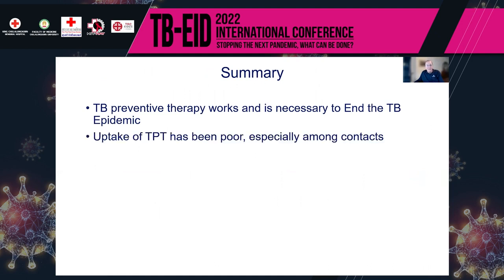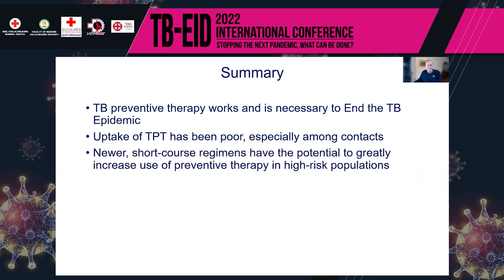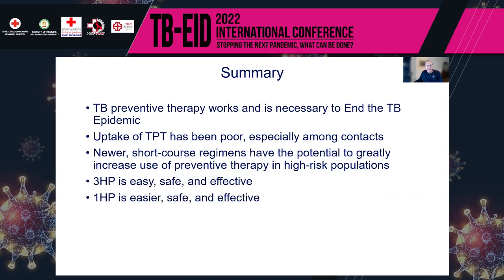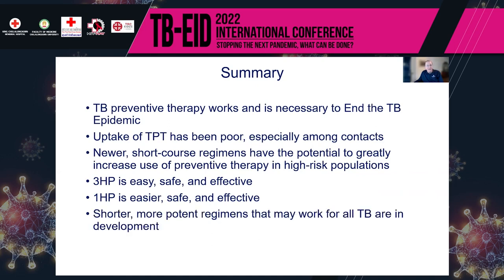Uptake of TB preventive therapy has been poor, especially among contacts, but the newer short course regimens have the potential to greatly increase the use of TPT in high-risk populations. 3HP is very easy, safe, and effective. 1HP is even easier, safe, and effective. And shorter, more potent regimens that may work for all TB, such as with bedaquiline, are in development, and a long-acting injectable is very promising.